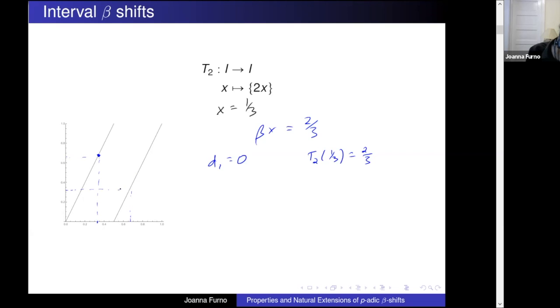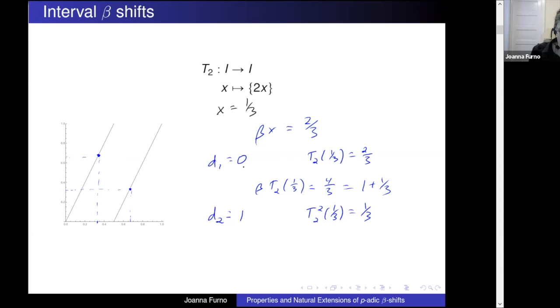What happens when we multiply our beta times this to get our next digit? So that's a 2 times 2/3, which is 4/3, which is just 1 plus a third. And so our next digit, taking the integer part, is the 1, and the next iterate is going to be the fractional piece. Okay, and notice we're back at 1/3, so this is just going to bounce back and forth between these 2 points, giving us 0, 1, 0, 1, 0, 1.